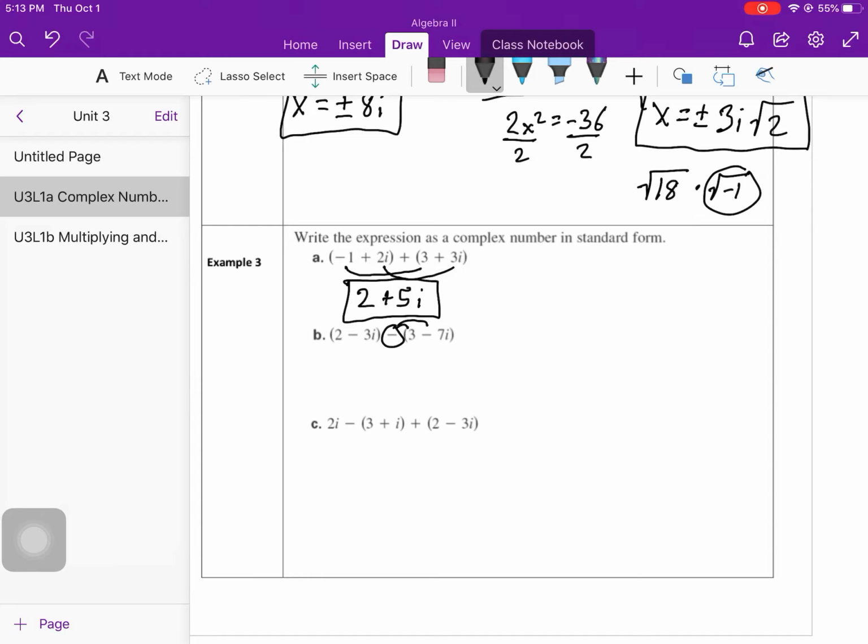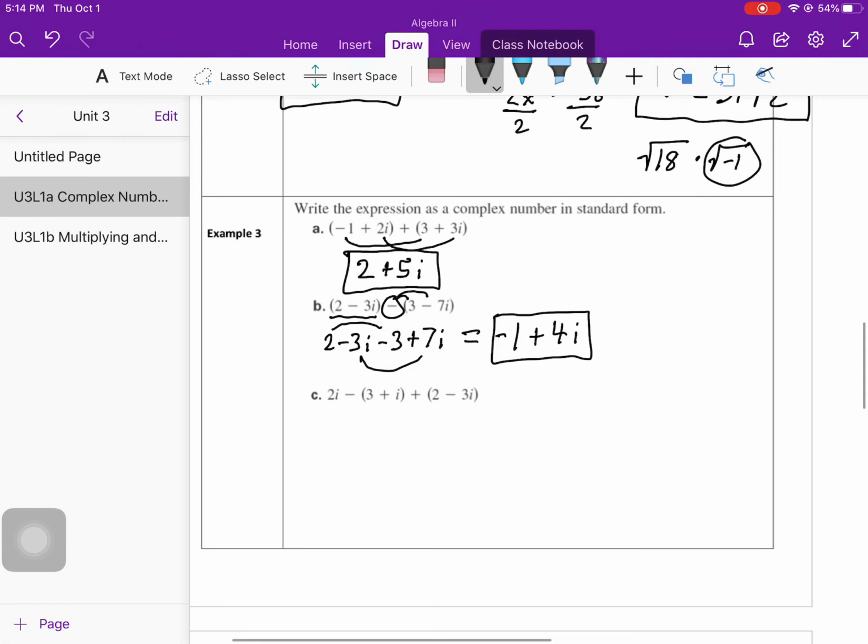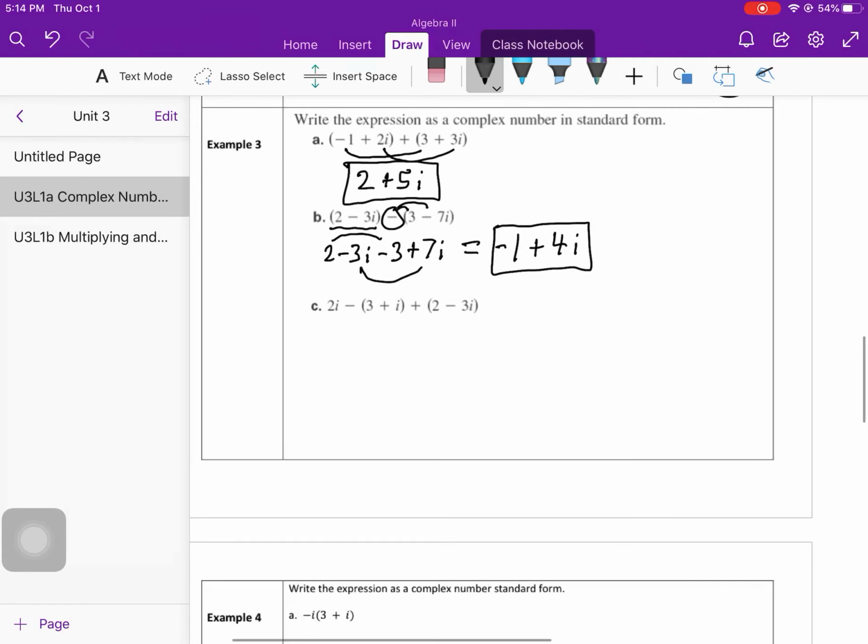Now, it gets tricky when we subtract, because when you subtract, you have to distribute the negative. Nothing changes on this set right here. That still stays as 2 minus 3i. But when I distribute the negative, it becomes -3 plus 7i, because remember, 2 negatives make a positive. So then we combine like terms. 2 minus 3 gives us -1, and then -3i plus 7i gives us plus 4i. Okay, there's the answer to part B.